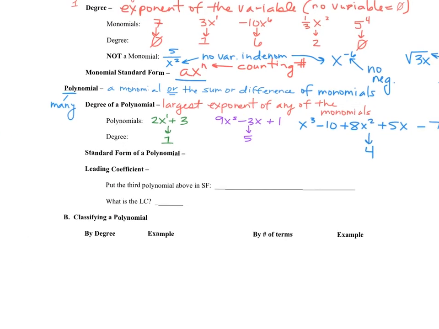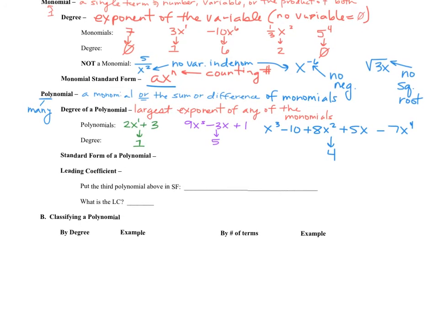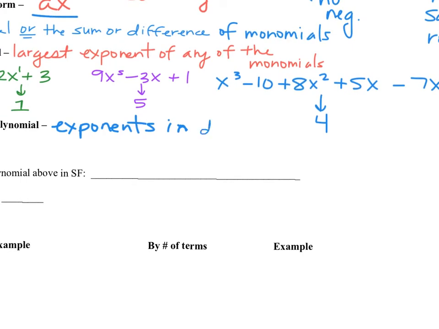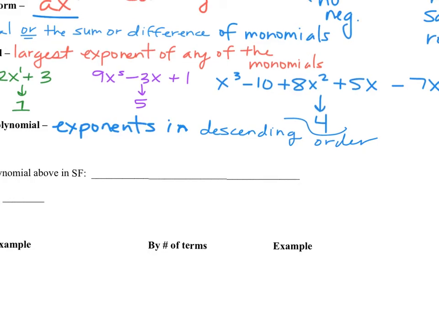All right. So standard form of a polynomial, basically what you're trying to do is put your exponents in descending order. What is descending? Going down, okay? So we're going to take our exponents and put them in descending order. This is messy, sorry. Okay, exponents in descending order.